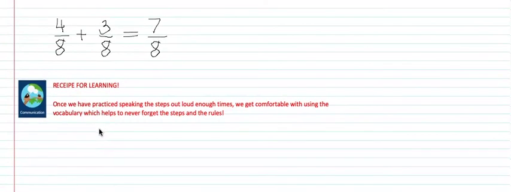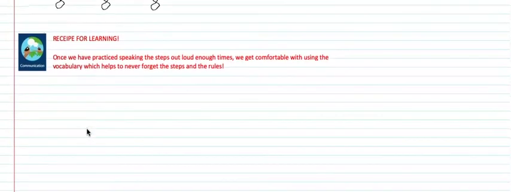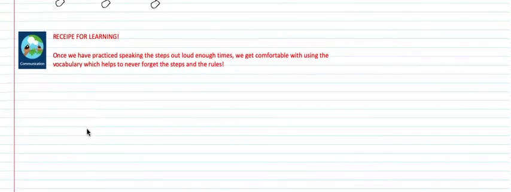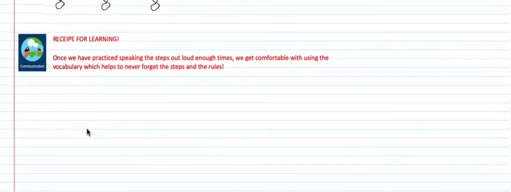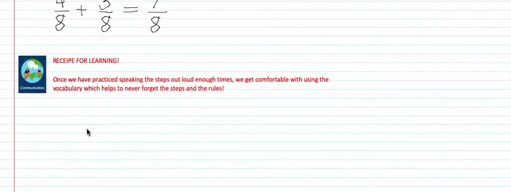Recipe for learning. Once we have practiced speaking the steps out loud enough times, we get comfortable with using the vocabulary, which helps to never forget the steps and the rules.